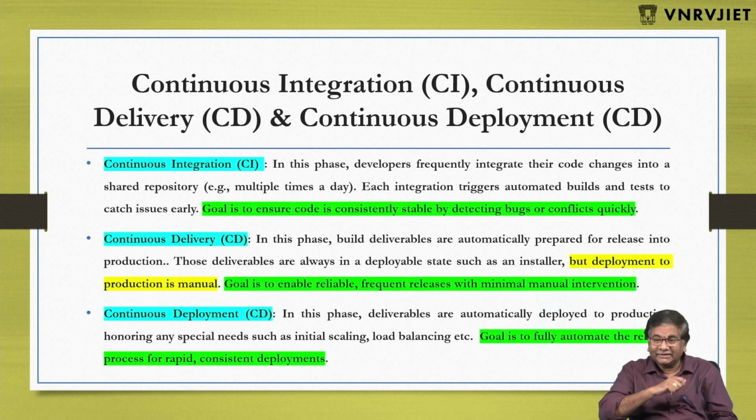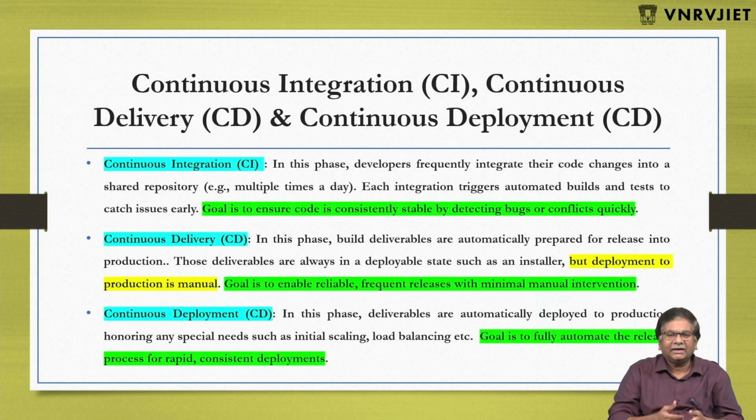Now, continuous delivery doesn't talk about installing on the test machine or the production machine, because that could be a manual thing or an automated thing. When it is automated, it is called continuous deployment. In continuous deployment, deliverables are automatically deployed to production, honoring any special needs such as initial scaling, load balancing, etc.